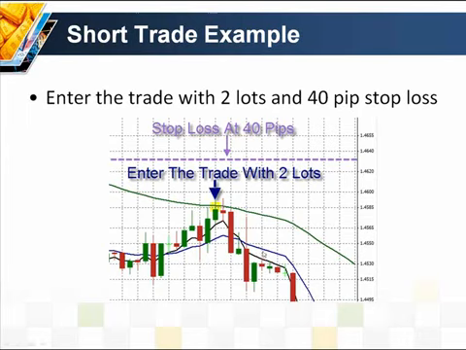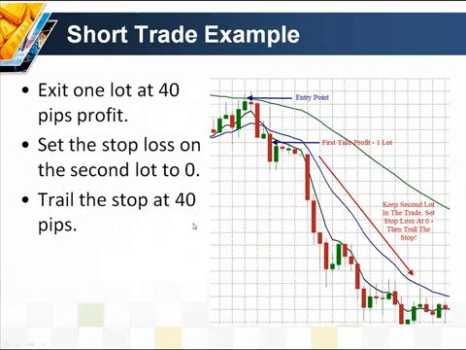We enter short with two lots, and we set a stop loss 40 pips behind. Once we're in the trade, we exit one lot. Our first take profit level is set to 40 pips ahead, so the trade goes in our favor, and the first lot gets automatically exited with our take profit level of 40 pips.